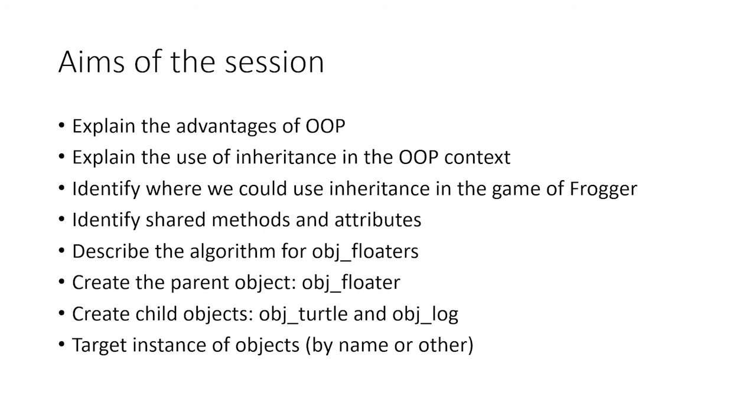They share similarities, so we could even create a shared object of movable objects. The difference in their children is one kills the frog and one moves the frog. So we've identified the shared methods and attributes there. We've described the algorithm for object floaters. And then we switched over to Gamemaker and we looked at how very easy it is to create a parent object, in this case object floater. We created child objects and then we targeted the instance of those objects by using the name or the other term.